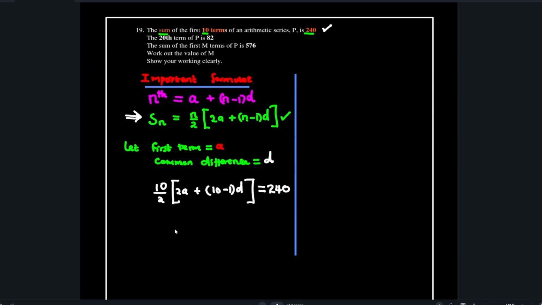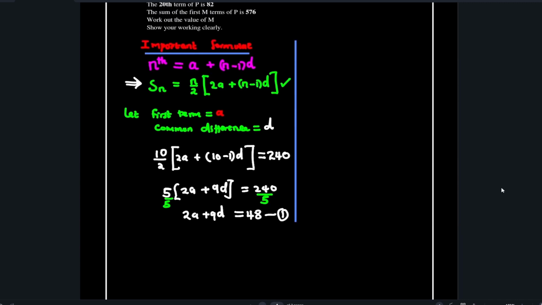Because if you are told 10 terms, it means n is 10. That's why. Then we can simplify this: 10 minus 1 is 9 times d, so it's going to be 9d, and 10 divided by 2 is 5. We can even divide by 5 both sides, and we remain with 2a plus 9d equals, using our calculator, 48. This is our equation 1.